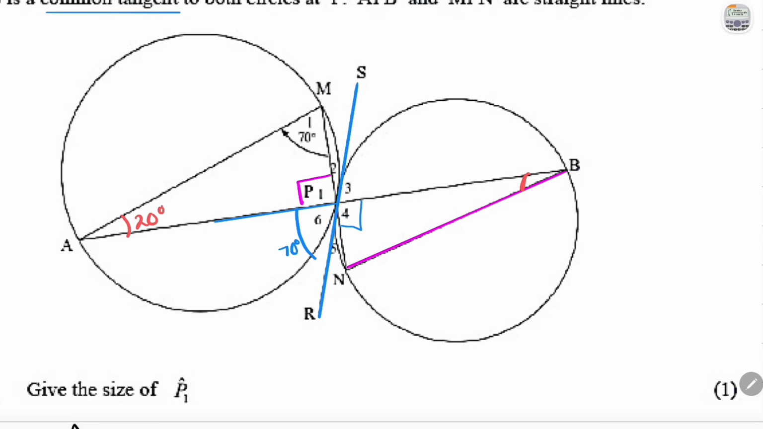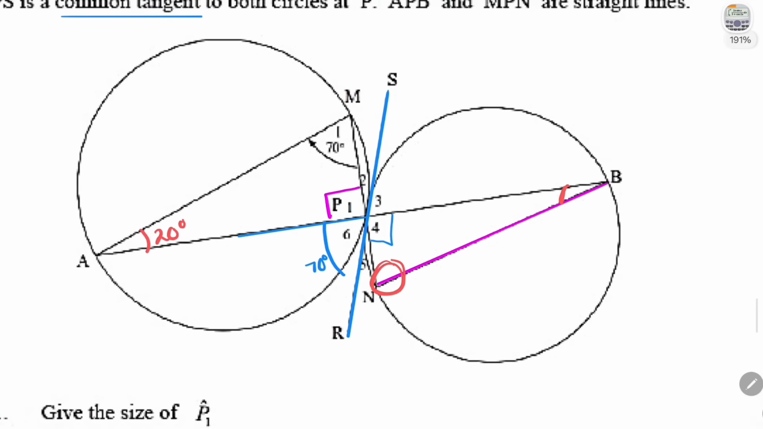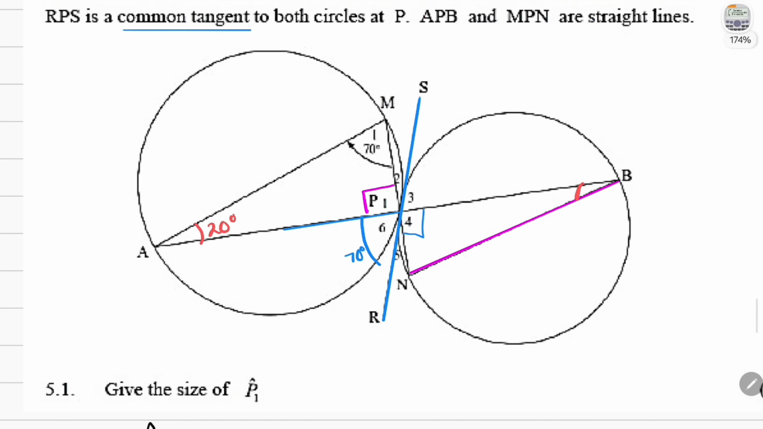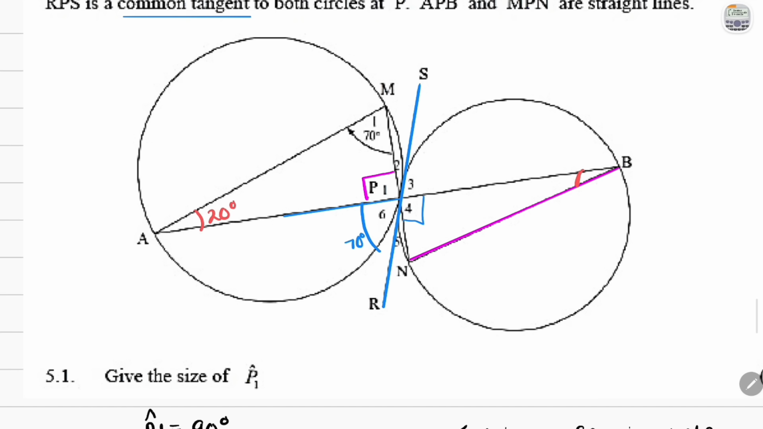Okay, so to find angle B, if you're trying to find it in this triangle, we would need angle N. And I can't really see a clear way of finding angle N right now just because of where it is. So look at what we can do. You see how this is at the circumference. Think about theorems that refer to angles being at the circumference.